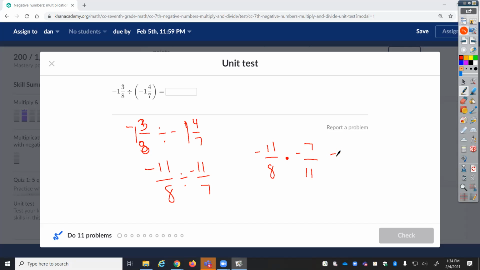Once you get to this point over here, we're going to go ahead and multiply straight across. We know that a negative times a negative will give you a positive, but also because of the 11s over here, we know we could go ahead and cancel these. So my final answer will just be 7 over 8 for the first one. All right.